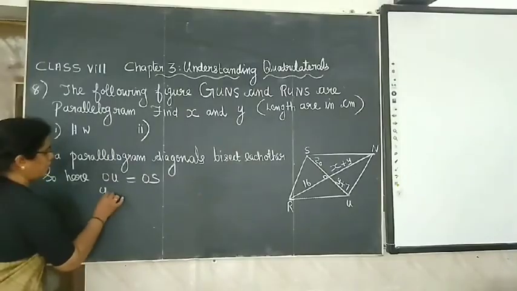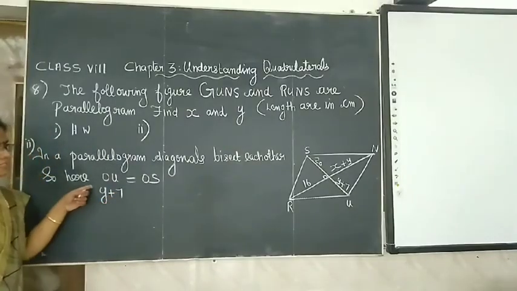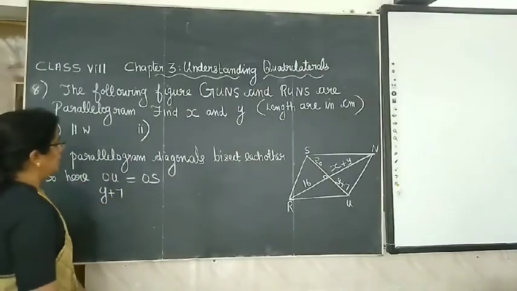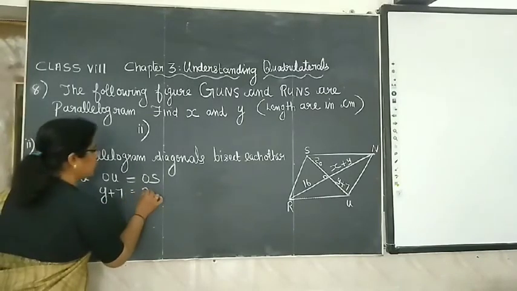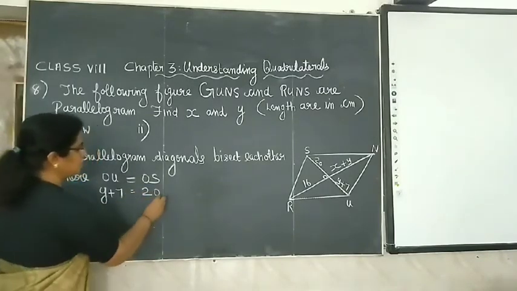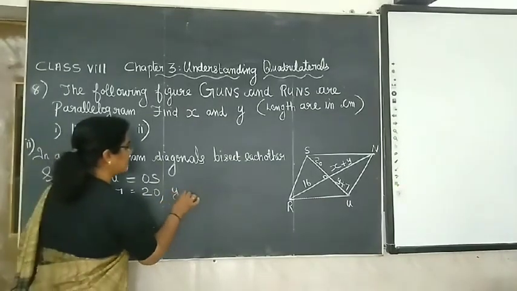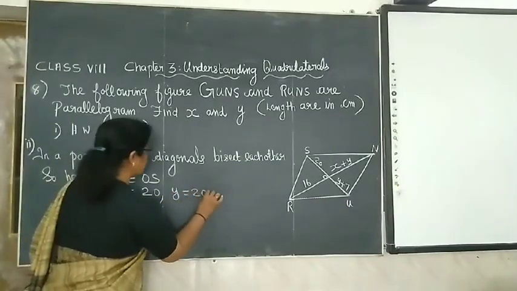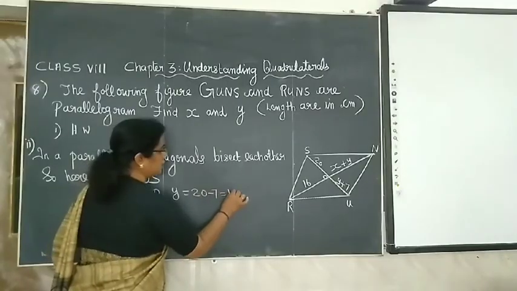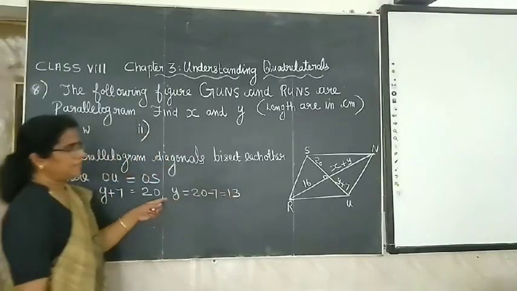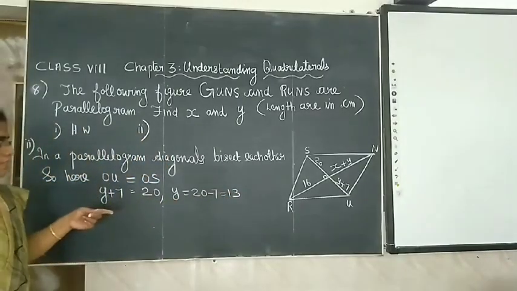Therefore, OU equal to OS. OU is given as y plus 7. That's equal to 20, since OS is 20. So from here we can write y equal to 20 minus 7, that is equal to 13.